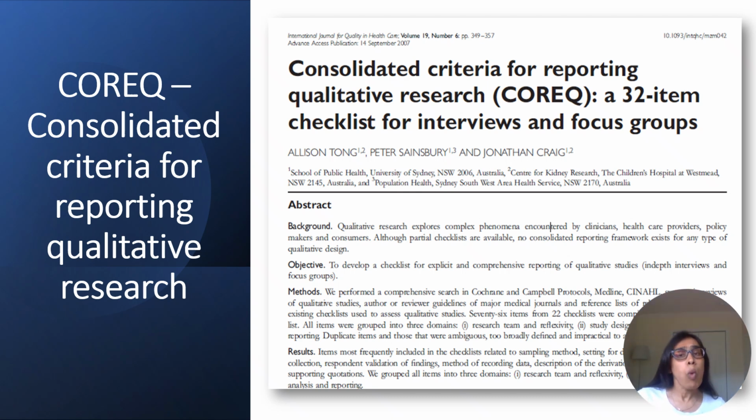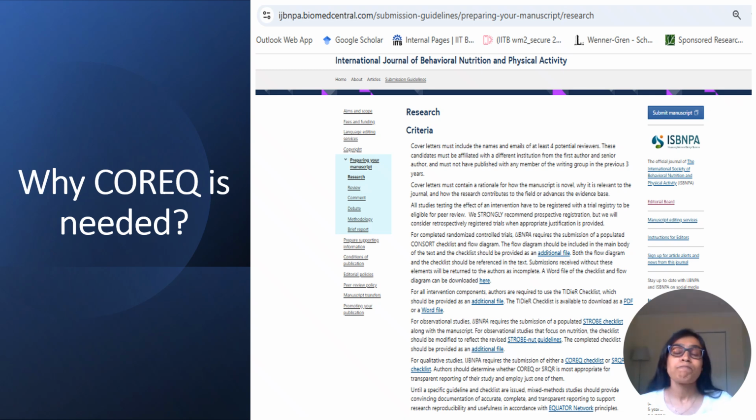You must be wondering, why actually do you need a COREQ checklist? What is the need for it? So the first point which I would like to let you know is why COREQ is important. It will make your method section transparent. It will enhance your rigor. So that was the aim why COREQ was prepared. If you go into the paper by Tong and colleagues, you will understand the rationale behind preparing the checklist. Because for other research designs you have the STROBE checklist, CONSORT checklist, if you know about them.